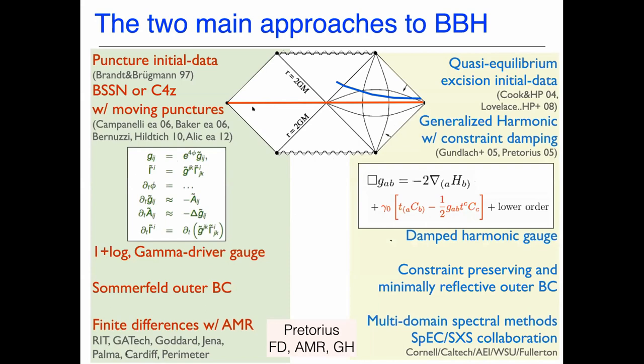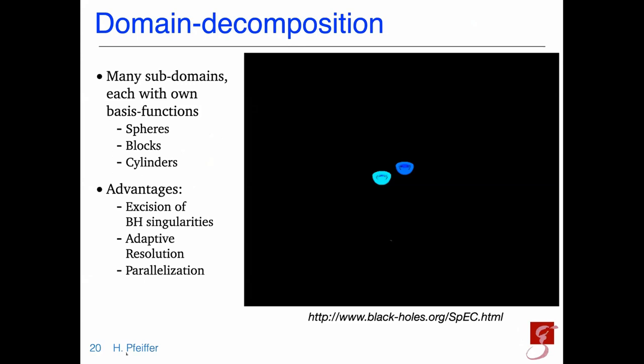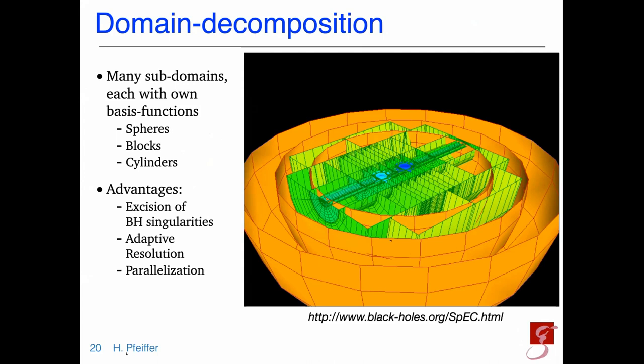Sure, I can. But can you just explain? I know about the puncture initial data, just the quasi-equilibrium excision, and also the fact that you mentioned, and we know that for the SpEC code, the parameter space that you can handle is much more than for the finite difference. What are the advantages that you get on the finite difference part of the code? Thank you for your question, because as it turns out, this is on the next slide.